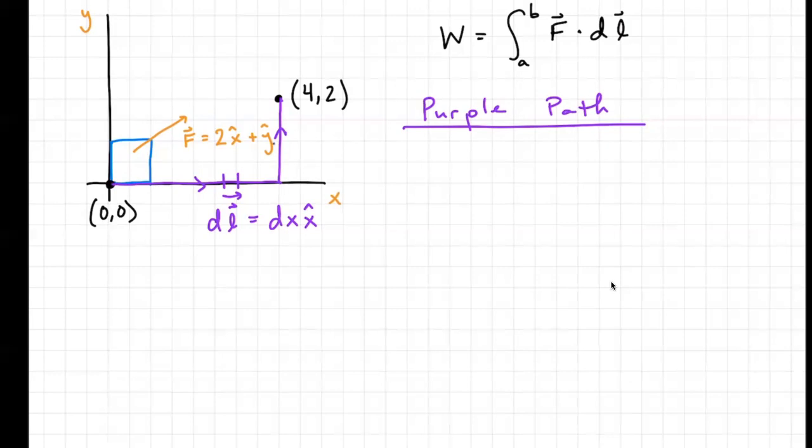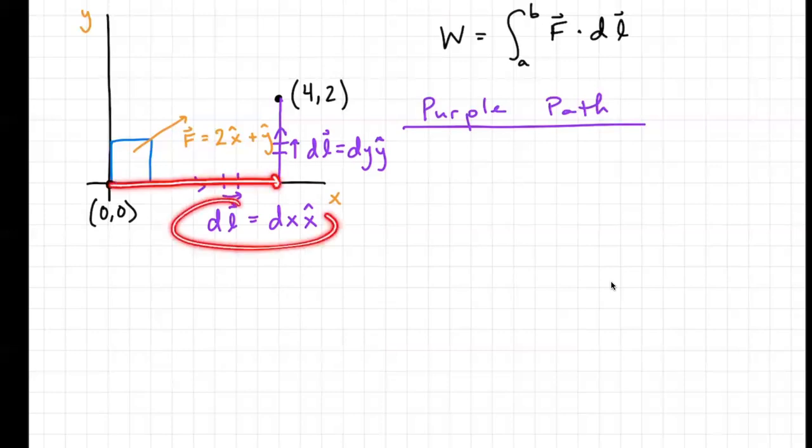For the vertical part, it looks different. For the vertical part, the dl points upwards. And so the little tiny path vector there, the displacement vector, is dy y hat. So a little change in y in the y direction. That's what the little path length vector dl looks like for that case. So the way we're going to approach this problem is we're going to calculate the work done from (0, 0) to (4, 0) using this dl, and then calculate the work done from (4, 0) to (4, 2) using this dl. So let's look at how that works.